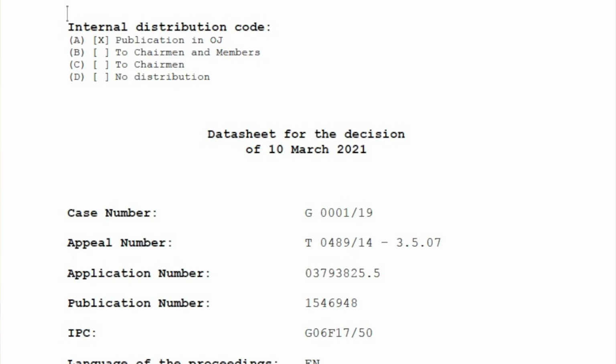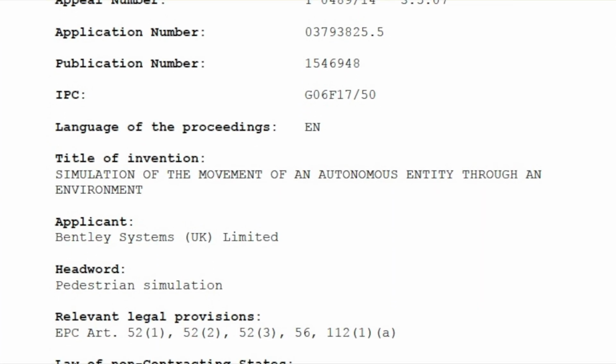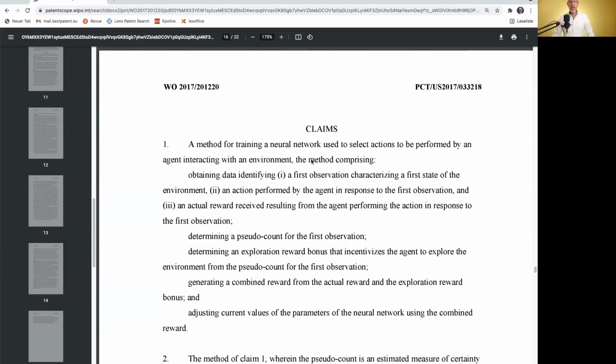And my suspicion is that Google DeepMind did this in response to the recent landmark decision G1 of 19. I've talked about that one in other videos. And I guess that's the way the prosecution procedure went, because if we look at claim one as originally filed in the PCT application, we see that it was directed to selecting actions to be performed by an agent interacting with an environment, so without any limitation to a physical system.